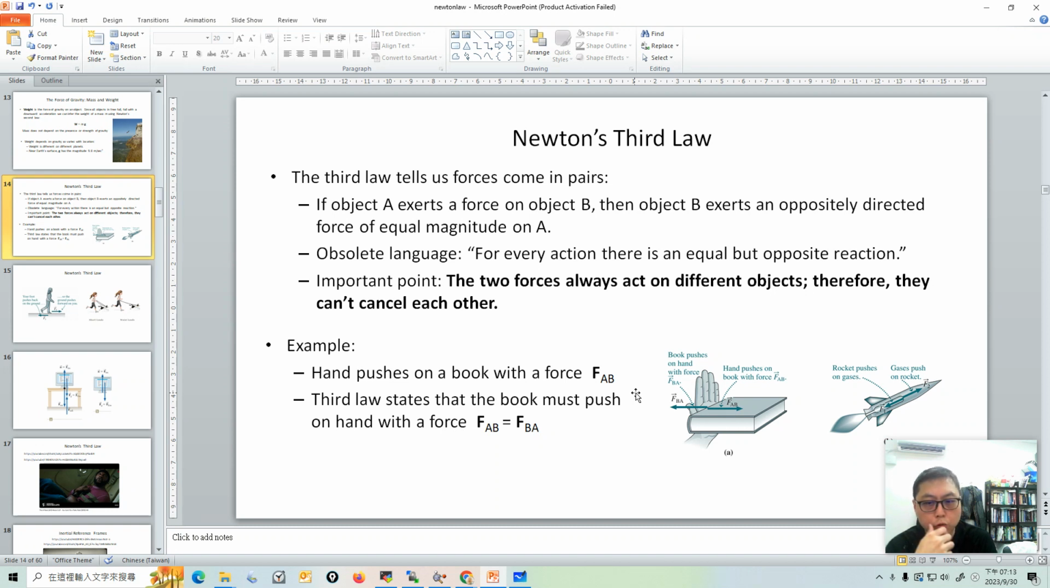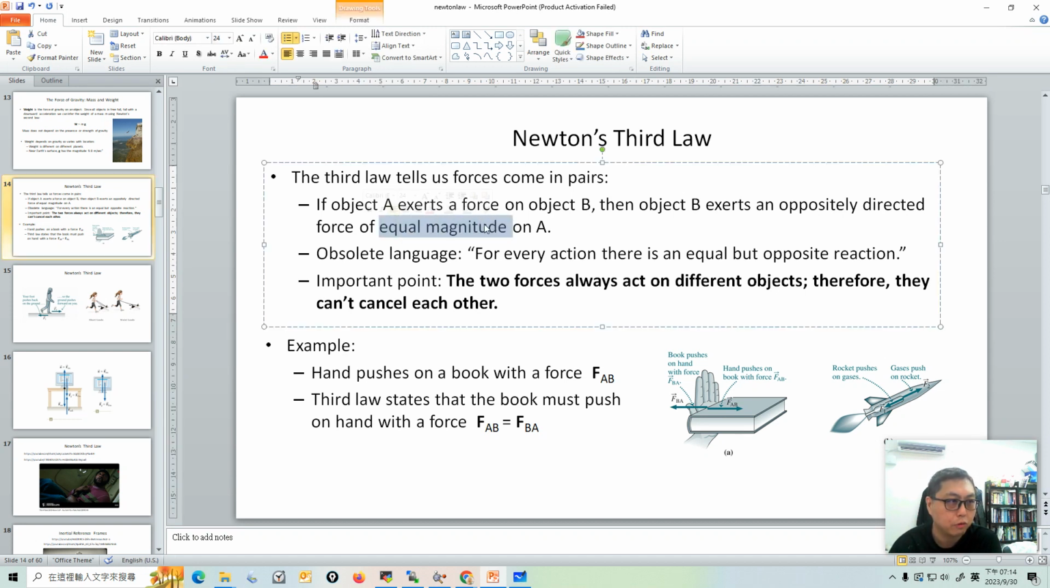In Newton's book, it said for every action there is an equal but opposite reaction. That's very old, obsolete language. So in today's world, if you apply a force on an object, the object also applies a force on you. The magnitude is the same, but the direction is opposite. Equal magnitude, that's the important thing.